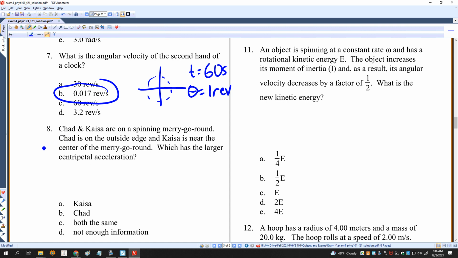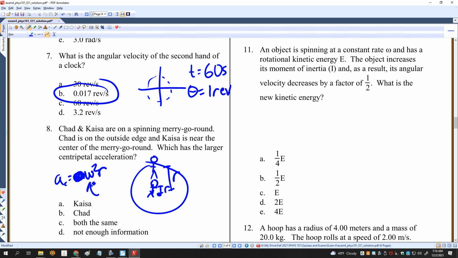Chad and Kaisa, hey, that's me, are in a spinning merry-go-round. Chad is on the outside edge, and Kaisa is near the center, which is the larger centripetal acceleration. So Chad is right here, Kaisa is right here, near the center. So she has a smaller r, and he has a bigger r. Well, centripetal acceleration is m omega squared, excuse me, just omega squared r. I use that because they both have the same omega.